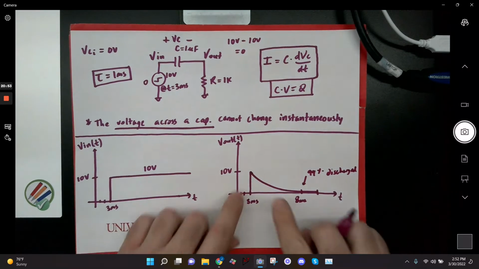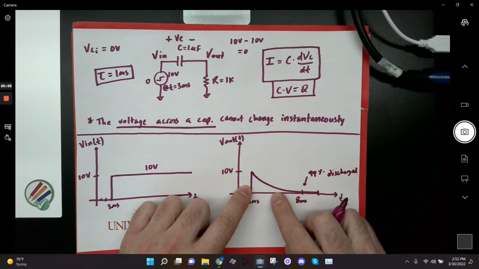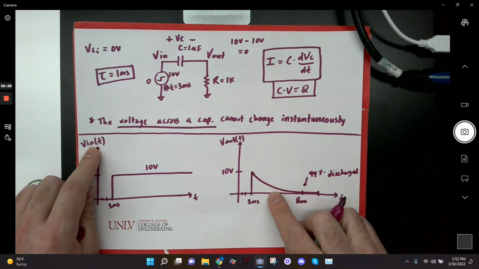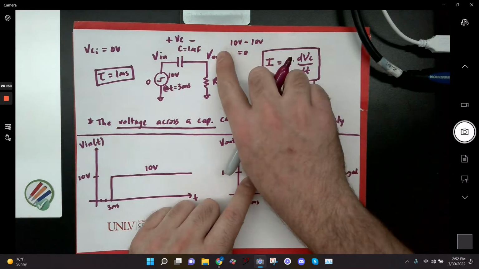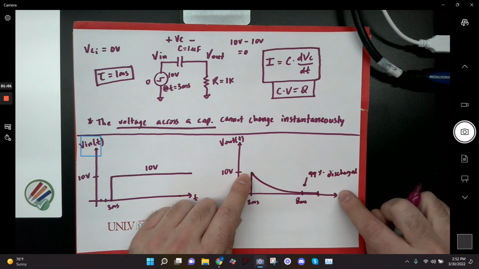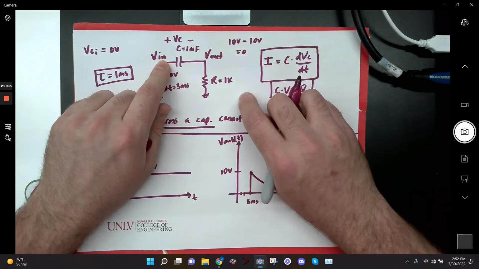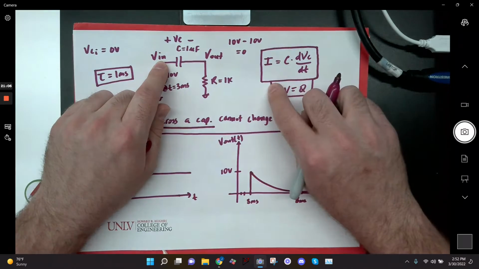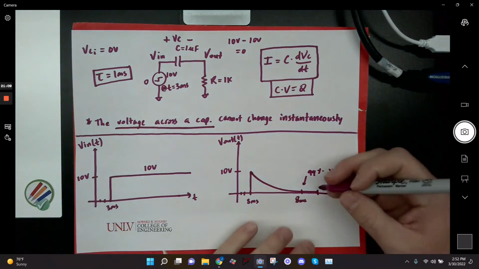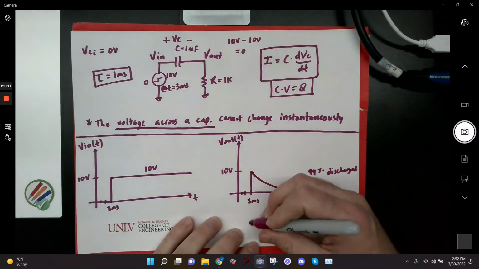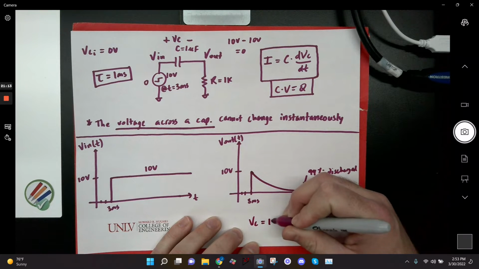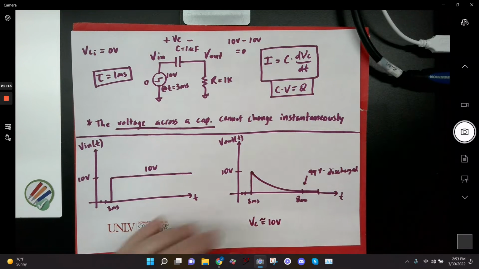So notice this is not the capacitor voltage. The capacitor voltage is the difference between these two. So as that node, V out, is getting dragged down to 0, the capacitor is charging, because one side of it is at 10 and the other side of it is going down. So at the end here, at 8 milliseconds, the capacitor voltage is basically 10 volts, roughly.